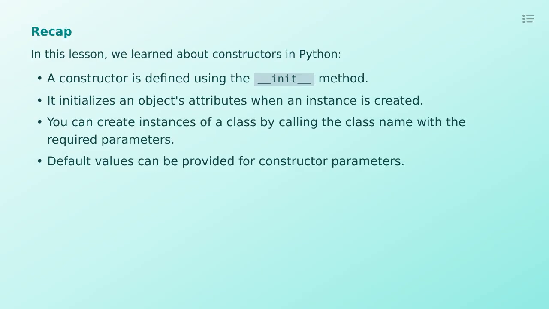In this lesson, we learned about constructors in Python. First, a constructor is defined using the __init__ method. Also, it initializes an object's attributes when an instance is created. Also, you can create instances of a class by calling the class name with the required parameters. Finally, default values can be provided for constructor parameters.